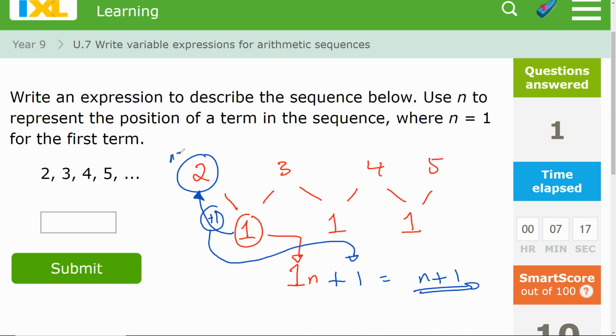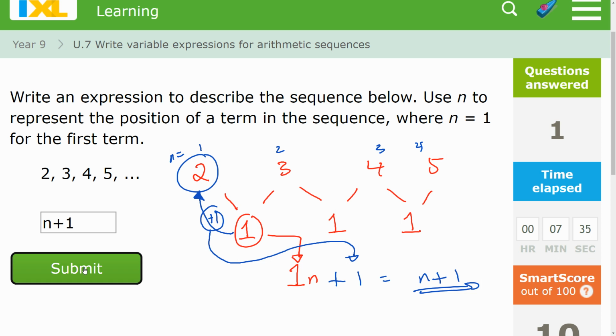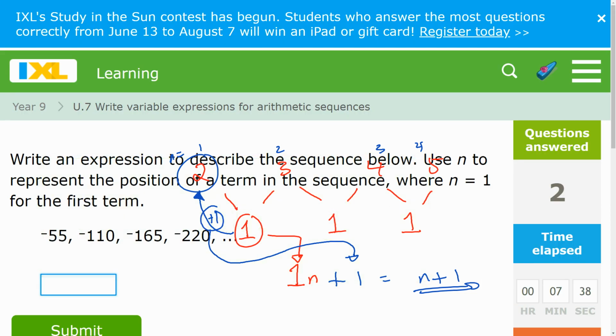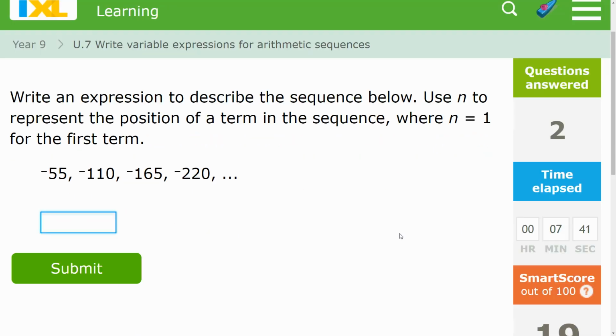And we can test it, right? If n is equal to 1, 2, 3, and 4, if I put 1 in there, 1 plus 1 is 2. If I put 2 in there, 2 plus 1 is 3. If I put 3 in there, 3 plus 1 is 4. If I put 4 in there, 4 plus 1 is going to give me 5. So this is going to be n plus 1. I'm going to use a small n. Hey, make a note of that. Last one. Try this one.